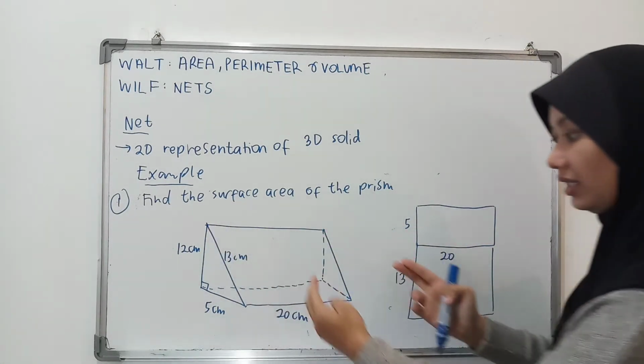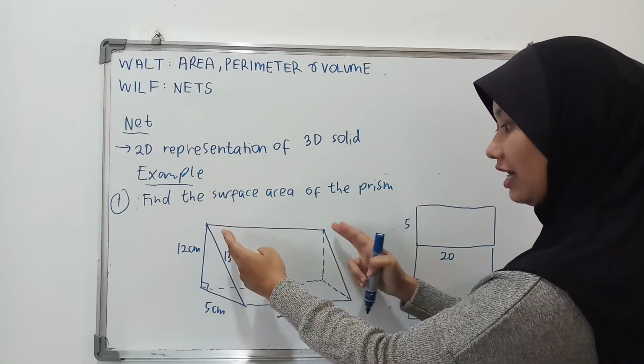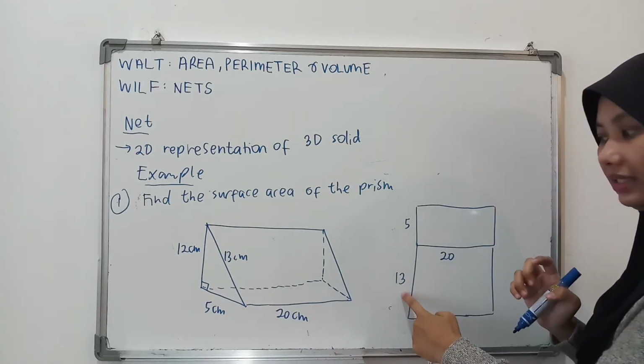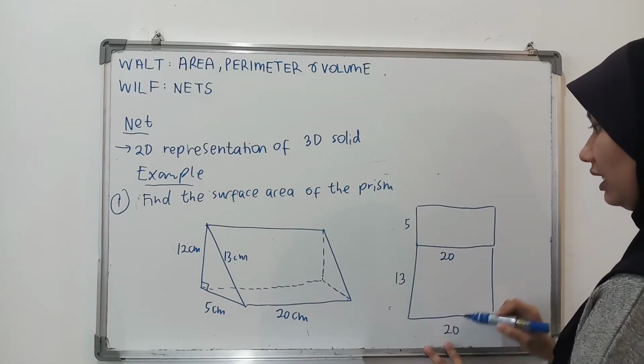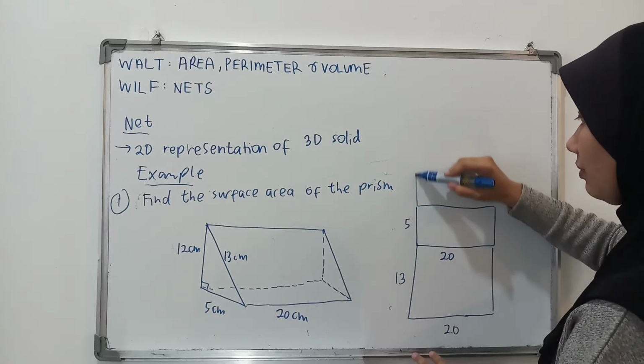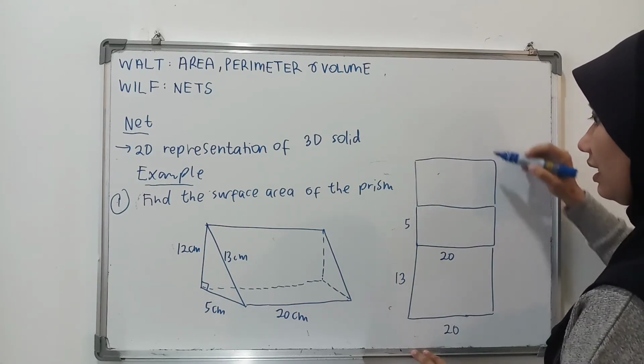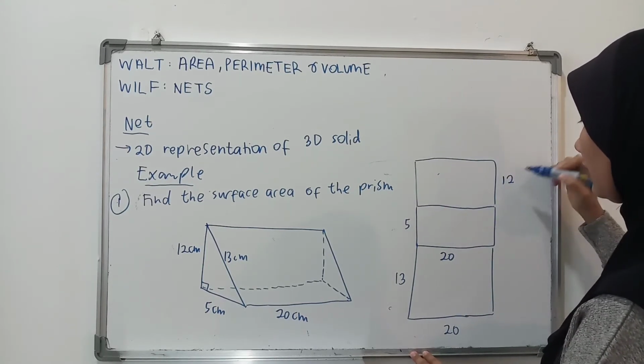Okay, I bring down the front cover here. I get 13 here. This one is still 20. And then at the back, put that like that. Now this is 12. Okay, this is still 20.